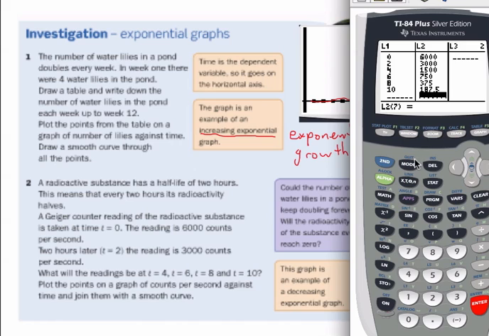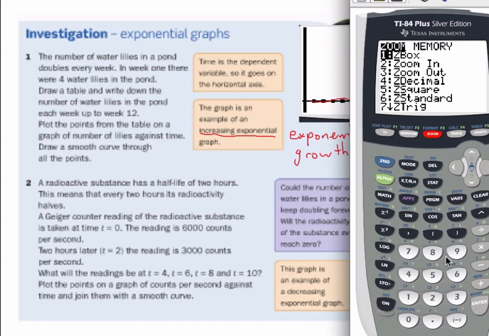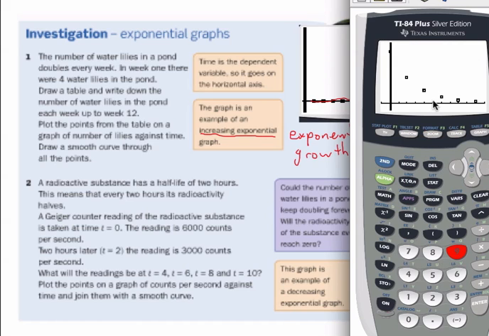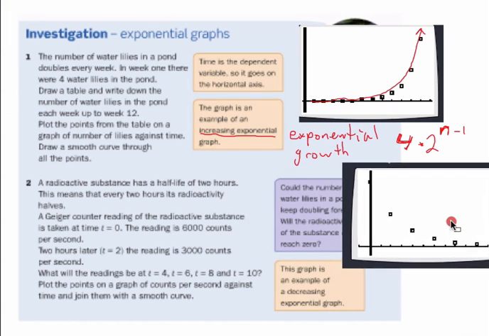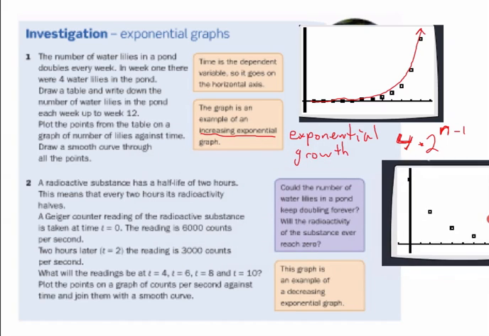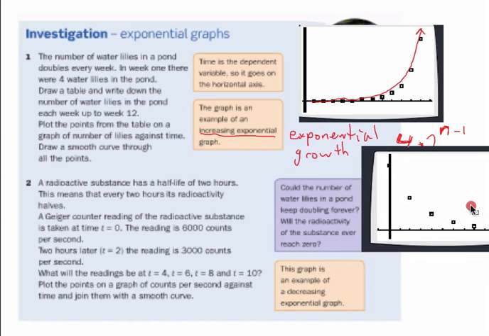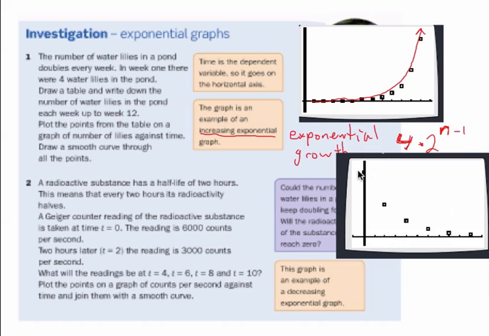Alright, so I got my points in there. I can go to maybe zoom 9 right now. And here's what we have. Okay, so there's a graph. And this one's a bit different because it's very large at first, and then it's getting smaller and smaller. So this one's called a decreasing exponential graph, or also called exponential decay.